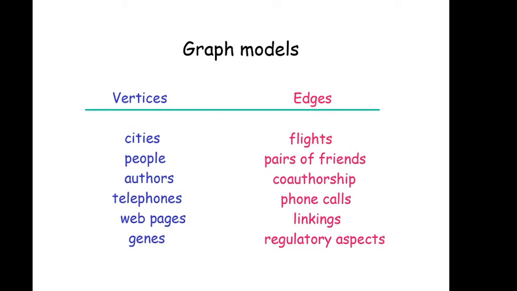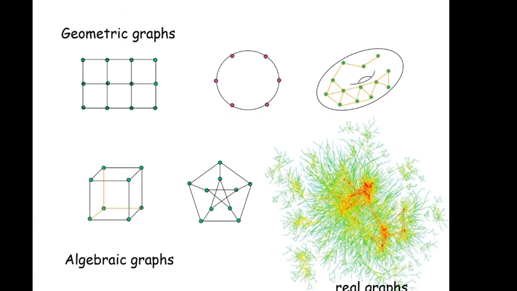Similarly, a network with people and pairs of friends represents a graph model. Authors and co-authorship represent a graph model. Telephones and phone calls represent a graph model. Web pages and linkings represent a graph model. Genes and regulatory aspects represent a graph model. Let us see some examples of graphs, and these are examples of geometric graphs, algebraic graphs, and here is a picture of a real graph.